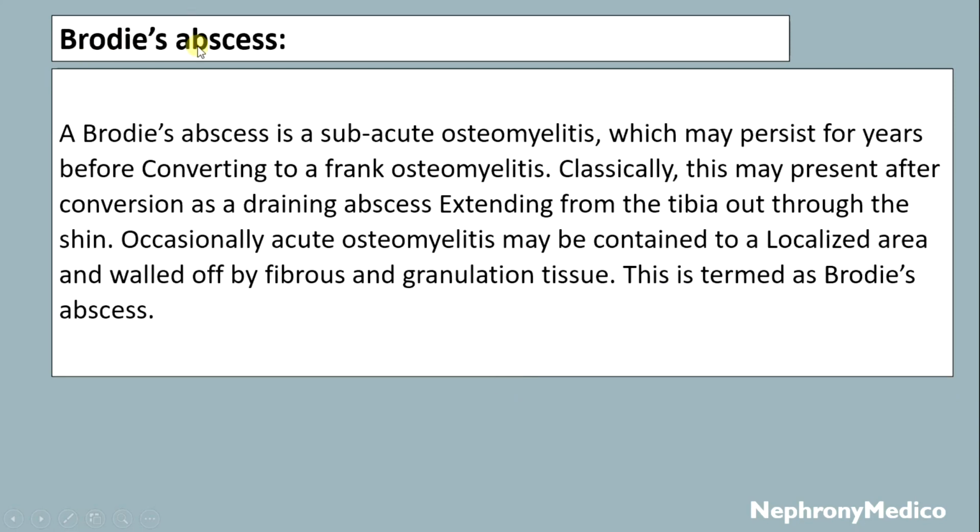Now, Brodie's abscess. What is Brodie's abscess? A Brodie's abscess is a subacute osteomyelitis which may persist for years before converting to a frank osteomyelitis. Classically, this may present after conversion as a draining abscess extending from the tibia out to the shin. Occasionally, acute osteomyelitis may be contained to a localized area and walled off by fibrosis and granulation tissue. This is termed Brodie's abscess.